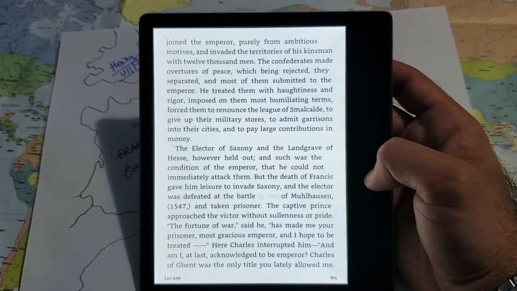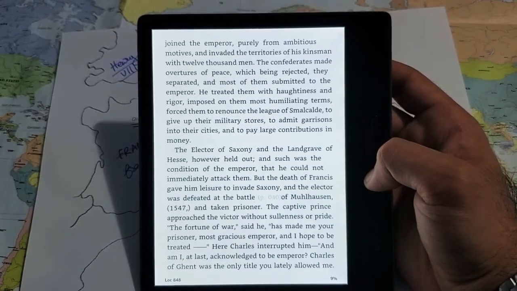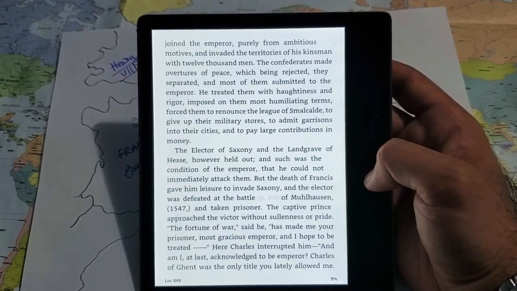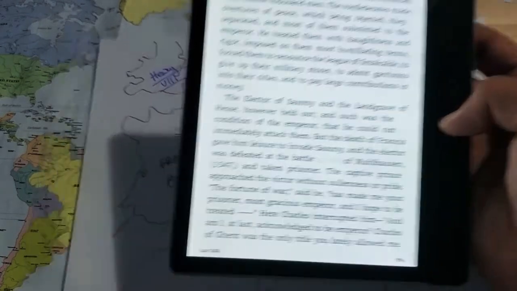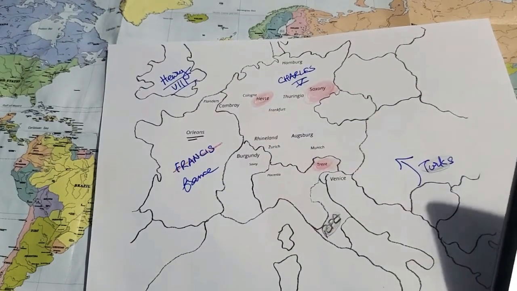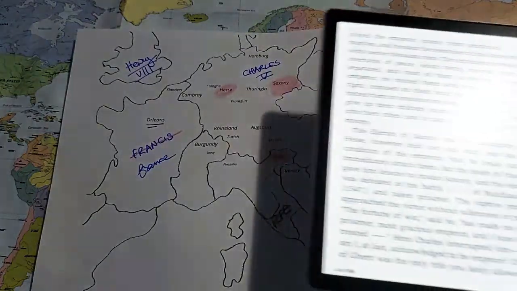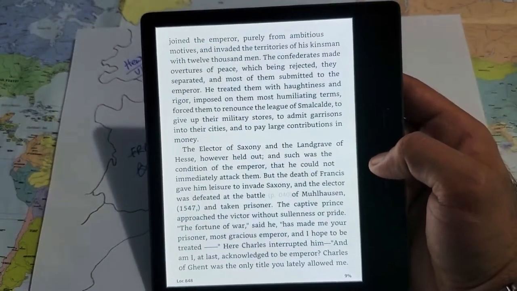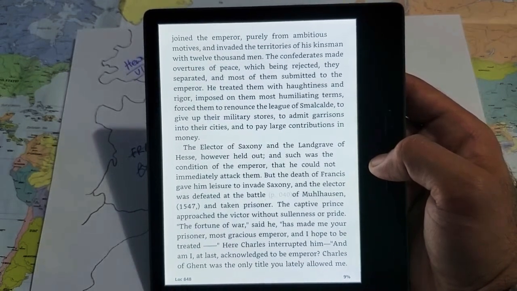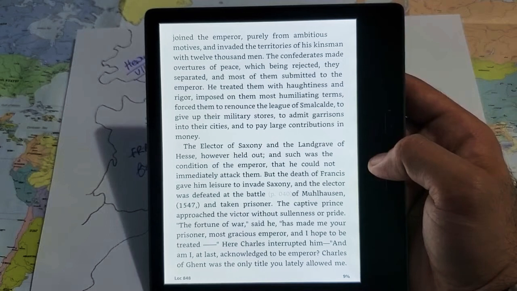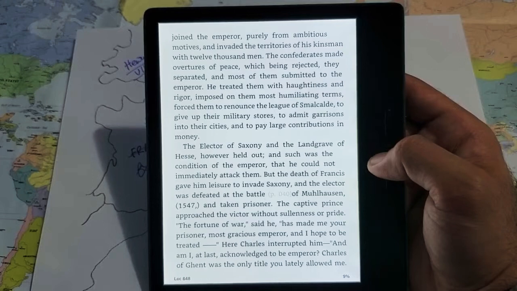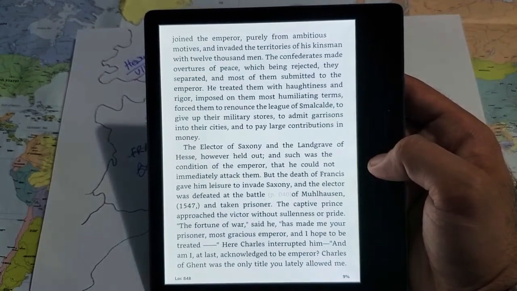But the death of Francis gave him leisure to invade Saxony, and the elector, Frederick, who's Luther's sponsor, was defeated at the Battle of Mulhausen and taken prisoner. So, Saxony falls. And it's not fun because that's a cultural capital and they've always been independent. He was a very respectable and great prince. The captive prince approached the victor without sullenness or pride. "The fortune of war," said he, "has made me your captive, your prisoner, most gracious emperor, and I hope to be treated."